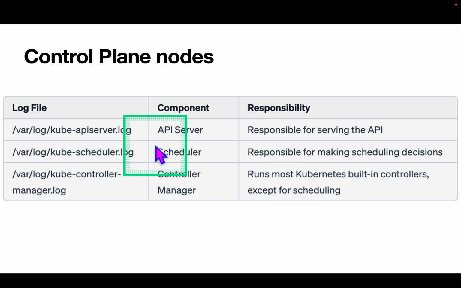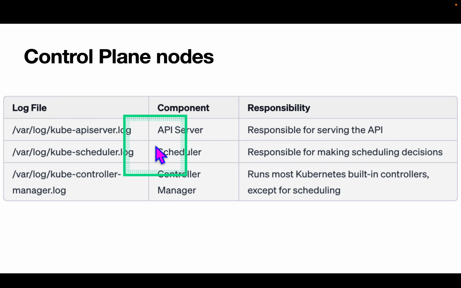Then on the worker nodes, you have /var/log/kubelet.log, which is for the kubelet component and responsible for running containers on the node. And then you have /var/log/kube-proxy.log, which is for the kube-proxy component, responsible for directing traffic to service endpoints.